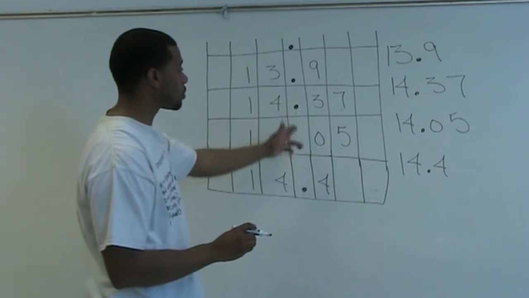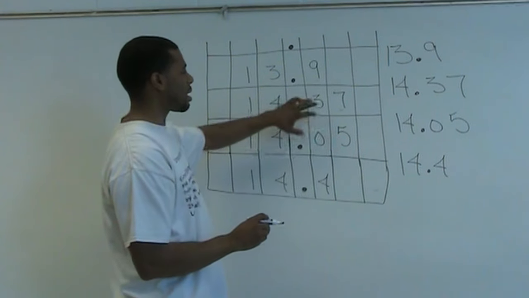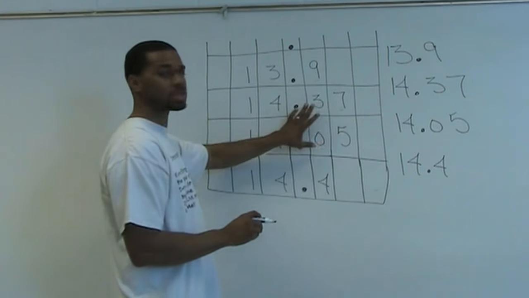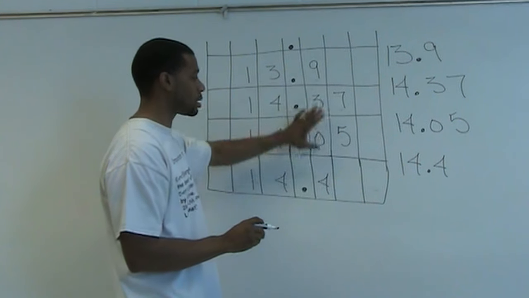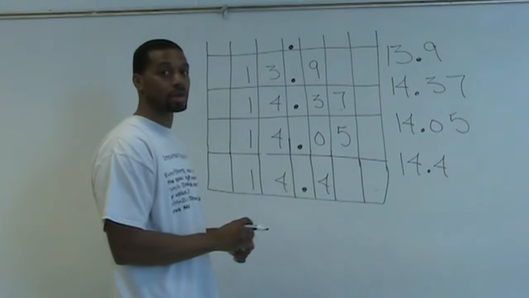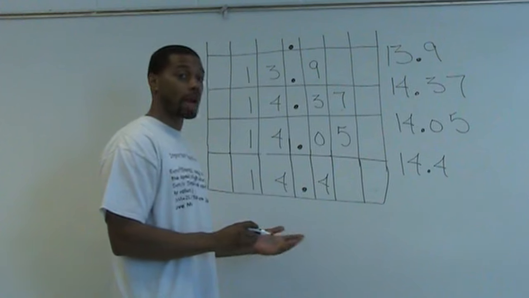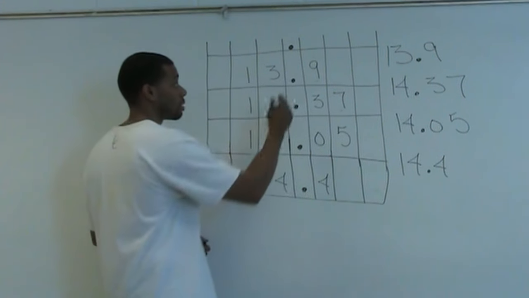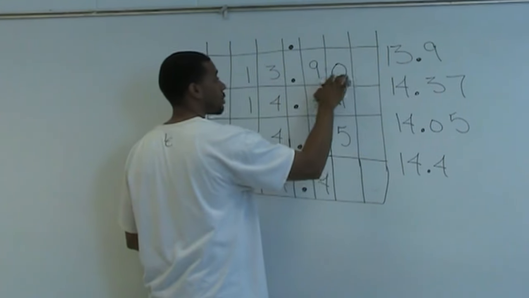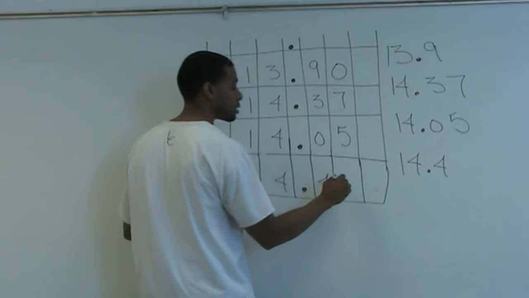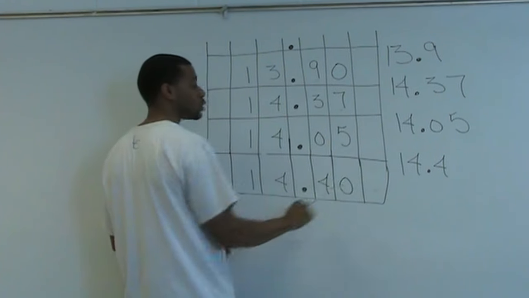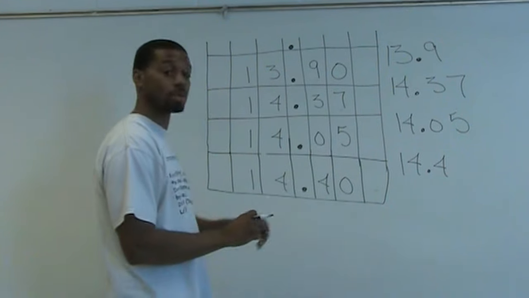Now all of my decimals are lined up, but I have 2 digits behind the decimal in some numbers, and I only have 1 digit behind the decimal in others. So I need to add zeros. Add a 0 here, now I have 2 digits. Come down here, add a 0, now I have 2 digits behind the decimal there as well.